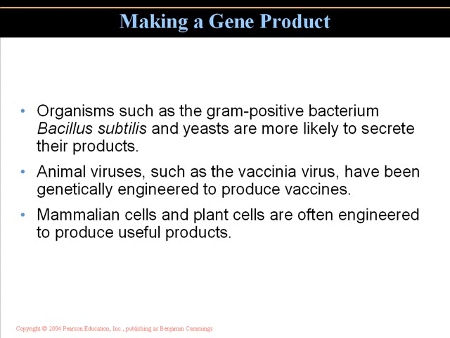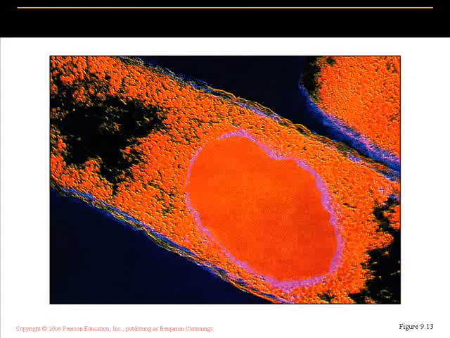Organisms such as gram-positive bacteria, such as Bacillus, are an alternative. Now, E. coli, remember, is gram-negative. Gram-positive bacteria such as Bacillus, and yeast, are more likely to secrete their products. Animal viruses such as vaccinia virus have been genetically engineered to produce vaccines. Then mammalian cells and plant cells are often engineered to produce useful products as well.